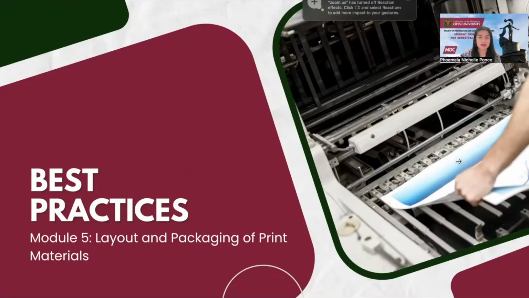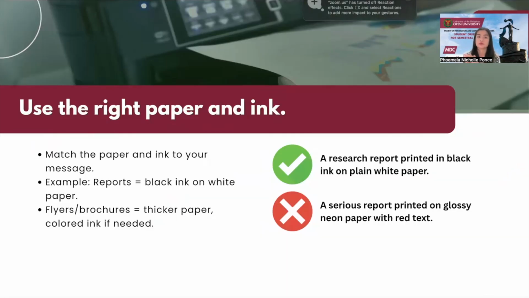Now, let's discuss the best practices that we can use in our print materials. First is using the right paper and ink. One important aspect is using the right paper and ink in all our print materials. For instance, reports should be printed in black ink on plain white paper so that it would look cleaner and more professional. But imagine printing something on a neon paper with colored ink for a formal report. That might be a little bit distracting for the readers.